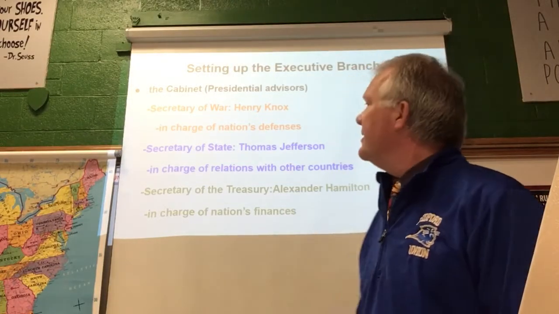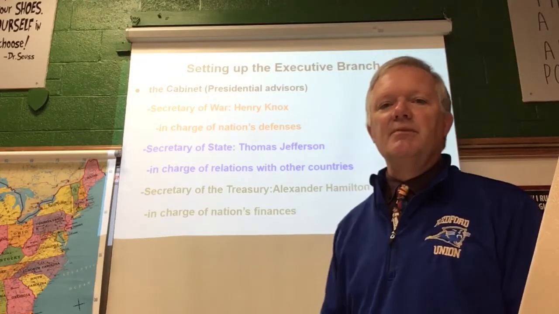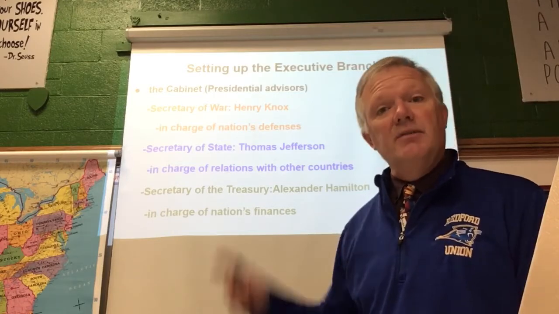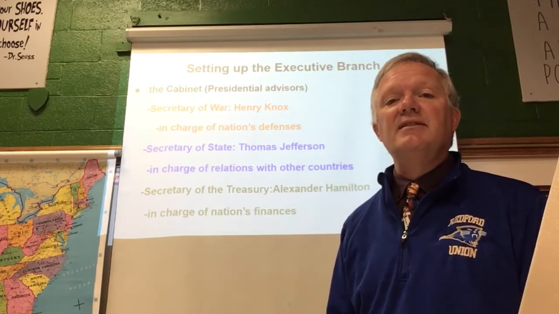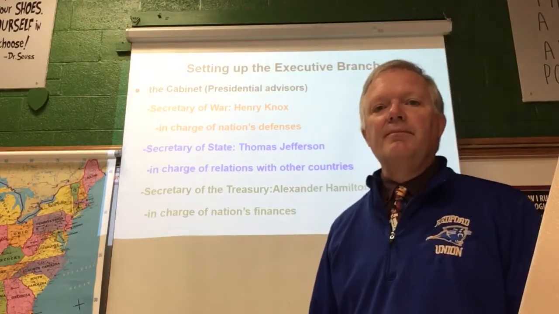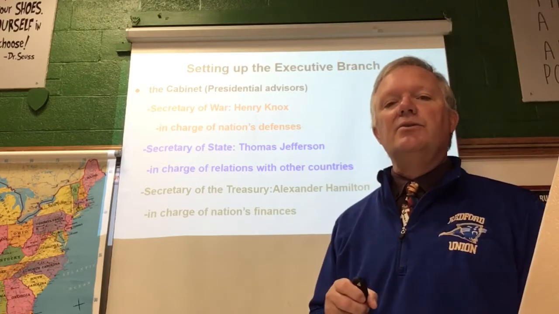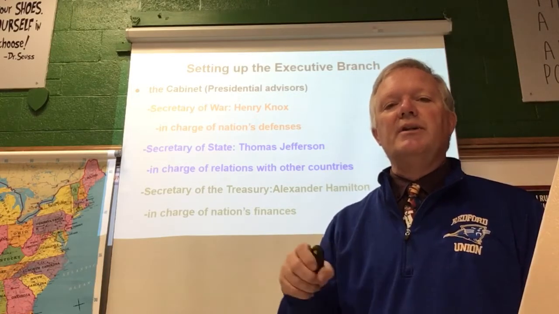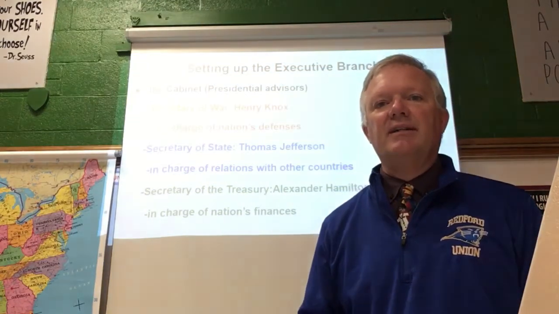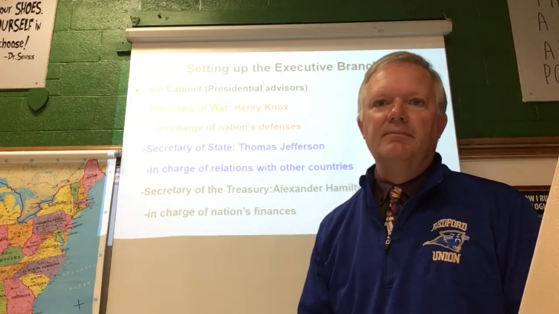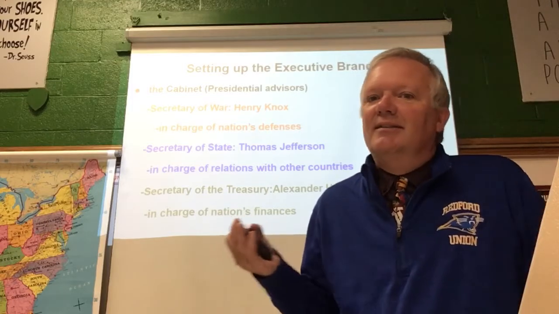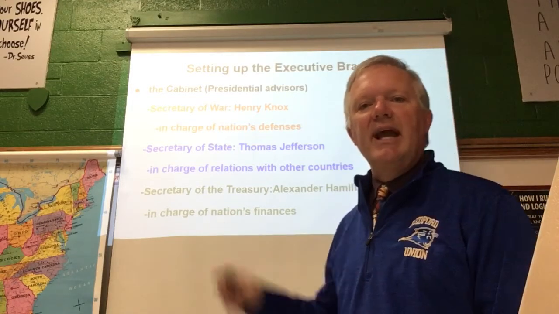We'll start with the Secretary of War, Henry Knox. During the American Revolution, Henry Knox was one of Washington's most trusted generals. So he's going to be given the job of overseeing the nation's defenses as Secretary of War. Secretary of State, Thomas Jefferson. The job of the Secretary of State is to oversee our relations with other countries in the world. We're having a problem with France, send the Secretary of State over to France. We're having a problem with Britain, send him over to Britain. And then that person would report directly to the President. The President can't be everywhere. He needs to delegate authority, and that's what the cabinet does.